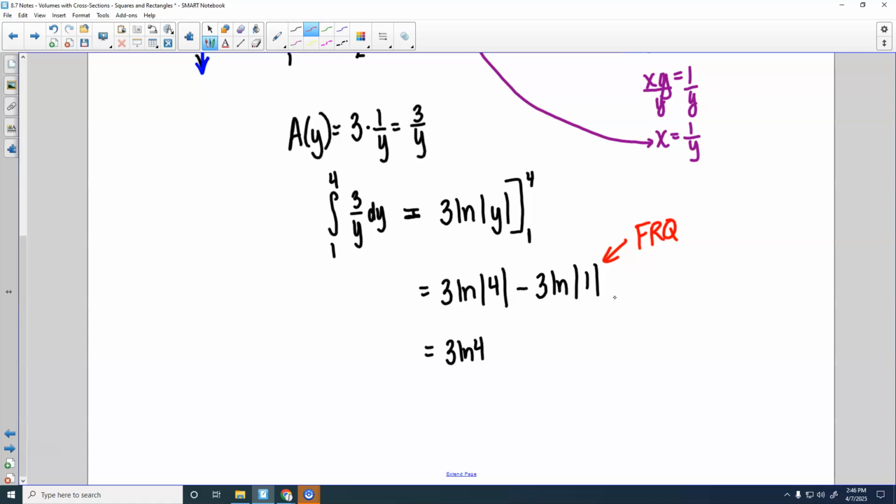Can you put 3 somewhere else? Okay, that is an option. It could be natural log of 4 to the 3rd power. So in that case, that would be natural log of 64. That is an option. What I think they'll probably do is go the other direction with it, though.